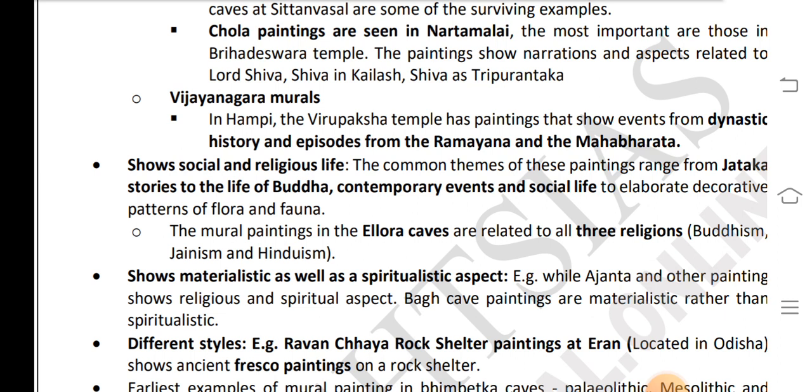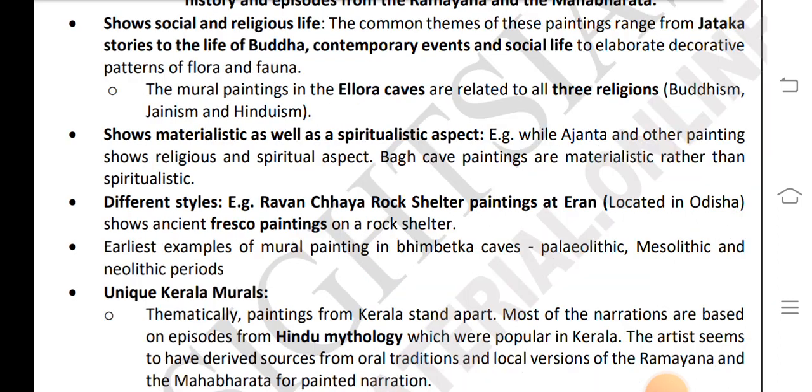Vijayanagara murals. In Hampi, the Virupaksha temple has paintings that show events from dynastic history and episodes from the Ramayana and Mahabharata. They show social and religious life.